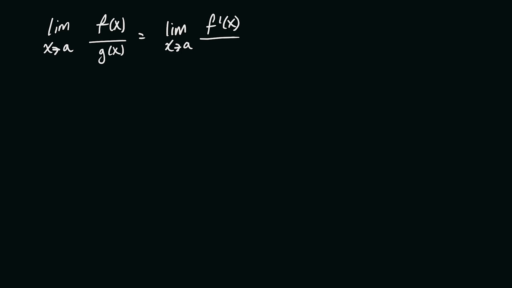Now remember how I mentioned that sometimes we have to do L'Hopital's rule twice? As we try to expand what we have already, the original rule for L'Hopital was this. The limit as x is approaching a of f of x over g of x is equal to the limit as x is approaching a of f prime of x over g prime of x. Now, tell me this. What if we had to apply L'Hopital's rule a second time? This is what we would do.